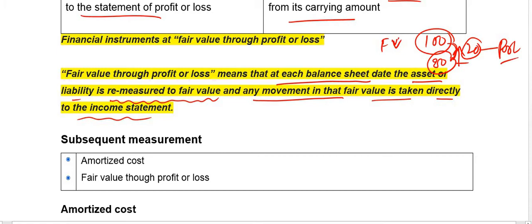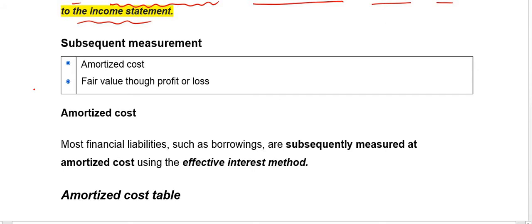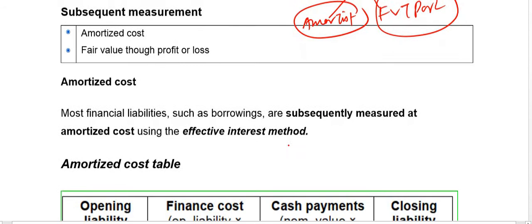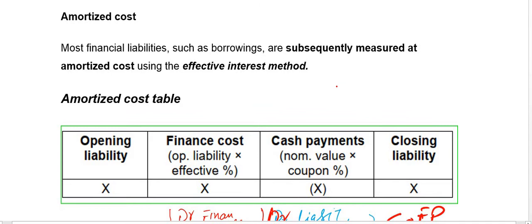Now, subsequent measurement. I told you before that initially financial liabilities are measured at fair value. Now there are two cases. You may measure this at amortized cost using the amortized cost method, or at fair value through profit or loss. Normally a financial liability is subsequently measured at amortized cost, but there are some rare cases where you can also measure at fair value through profit or loss. So first we have to talk about amortized cost. Most financial liabilities such as borrowings are subsequently measured at amortized cost using the effective interest rate. This means you will use the effective interest method for measuring the financial liability subsequently.